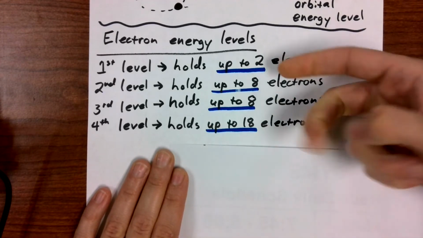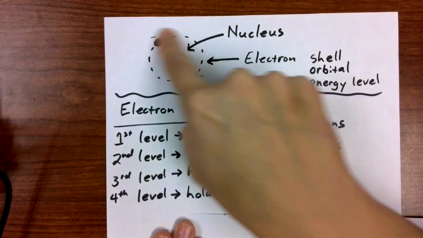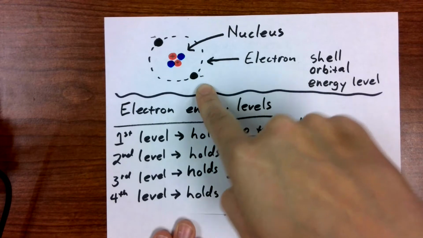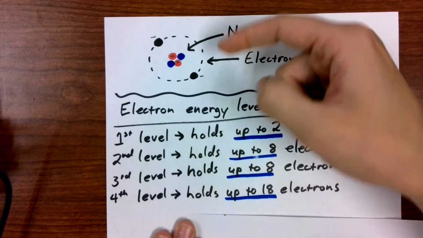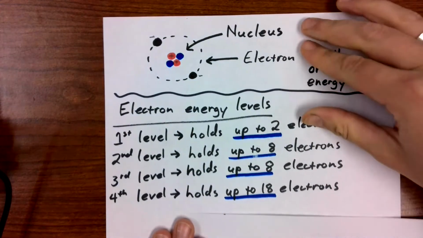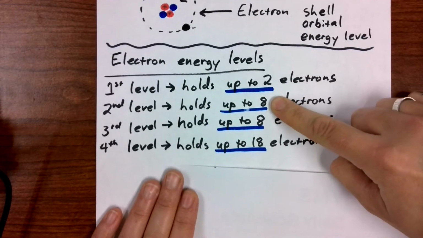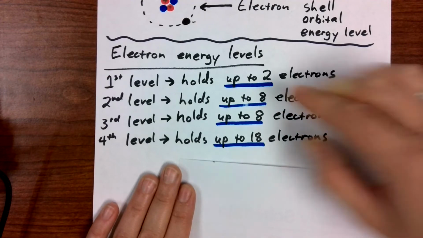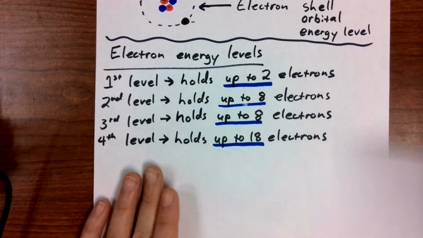So our first level can hold 2. For instance, this is the first energy level. It's the only one there, so it's the first one, and it holds 2 electrons. If we wanted to add another electron to this, we couldn't add it to this energy level. It would be full. So we would need to move on to the next energy level. Once that one fills up, we add to that. Once that one fills up, we add to that. So those are the notes for the day.